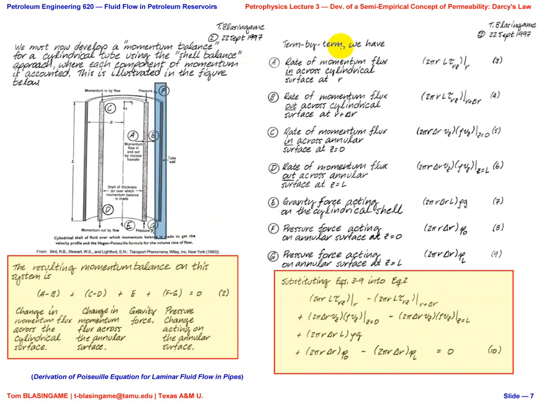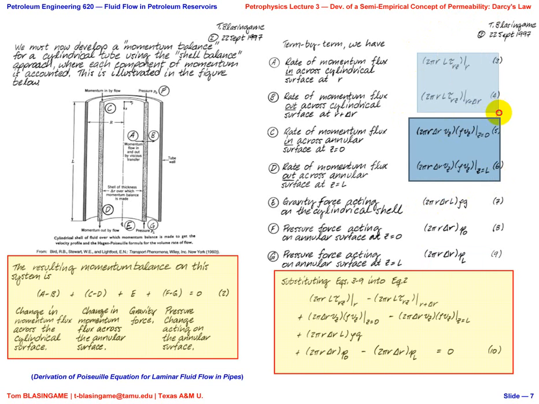So we're going ahead to write the equation. Here's A, here's B, here's C, here's D, here's the gravity force, here's the pressure force, and of course all of these are, this is pressure times area, this is the gravity term multiplied by the circumference, and then the delta R, and then the length over which, and then these are the momentum fluxes in the annular space, and then these are the momentum fluxes across the cylinder.